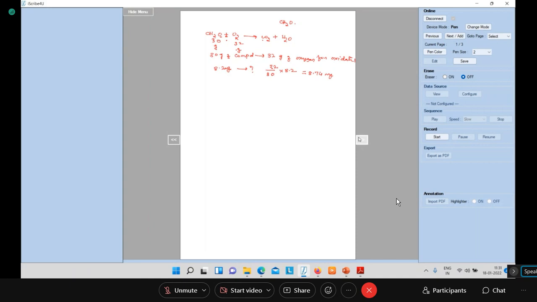Already it is given per dm cube in the problem, so this is also per dm cube only that you are going to get. This kind of simple problem is also asked. If this kind of organic compound is given, you just write the oxidation reaction for that, and if the reaction is not balanced, you balance the chemical reaction. After balancing, you calculate the molecular formula of the compound and how much equivalent of oxygen is required. Then you write the equivalence, and just by cross multiplication you are going to get the answer.